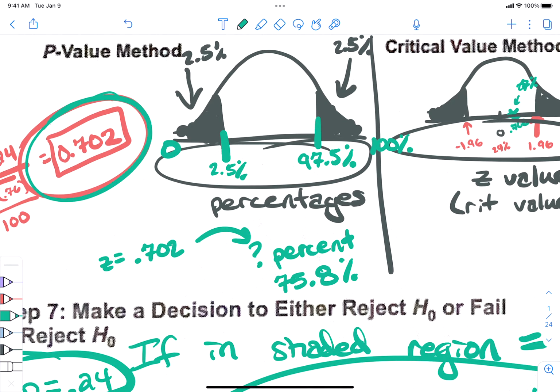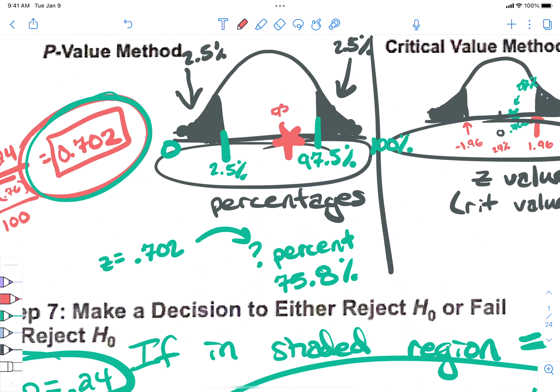75.8%. So, if I am filling this with water and I start from the left and I fill to the right, where is my 75% going to land? Right here. The same as it did when I was doing the critical value method. It's just looking at percentages rather than looking at the z values. Does that make sense? Okay? But we're still at the same spot.